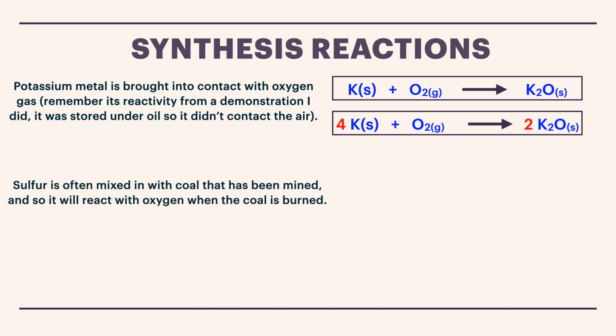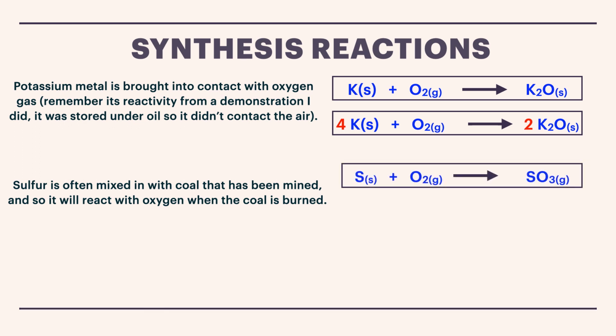Sulfur is often mixed in with coal. Whenever coal is mined, there are certain kinds of coal that have high sulfur content. So when you burn the coal for energy, the sulfur that's mixed in is also going to react with oxygen. And sulfur, of course, is a solid. Oxygen, again, a diatomic molecule. And one of the possible results of their reacting is sulfur trioxide, which is a gas itself. So obviously this is a covalent compound, two nonmetals.